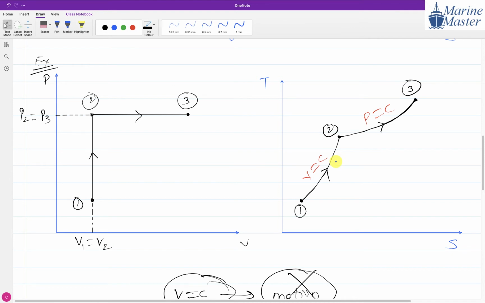Yes, sir. Okay, so now before going further, just draw this example. That means it is a combination of what? Here process 1 to 2 is what? Constant volume heating. Process 2 to 3 is what? Constant pressure heating.